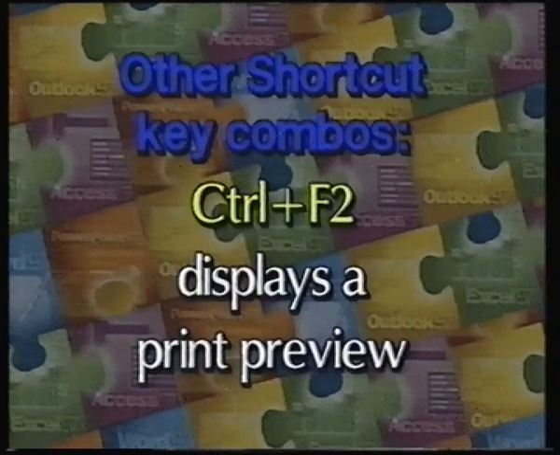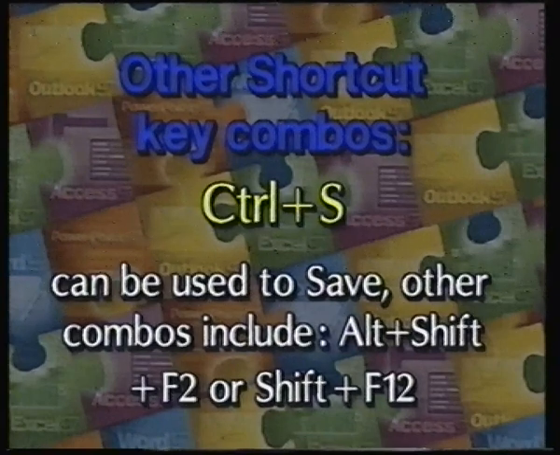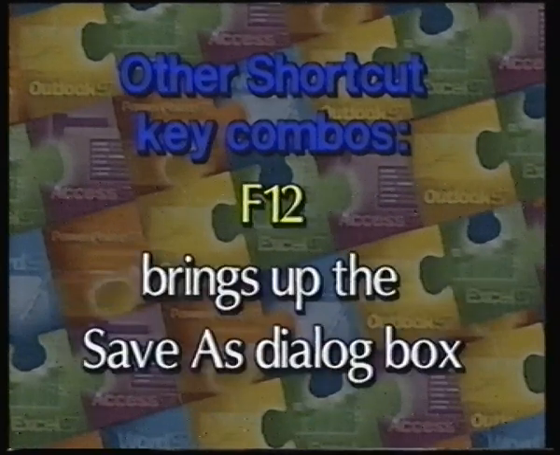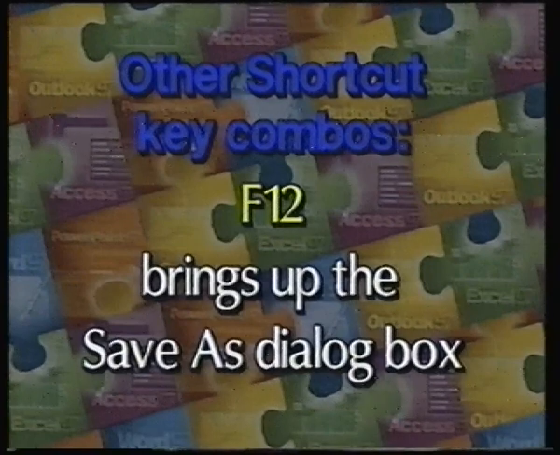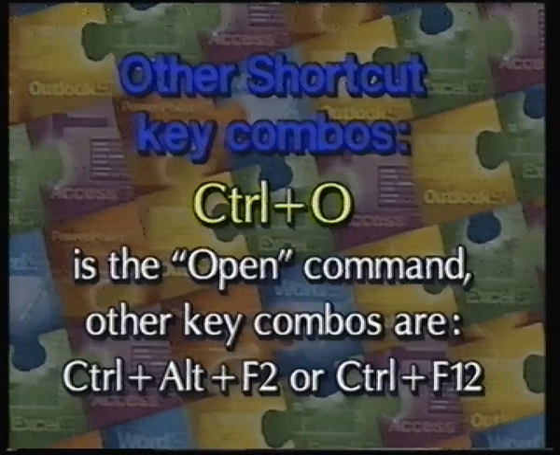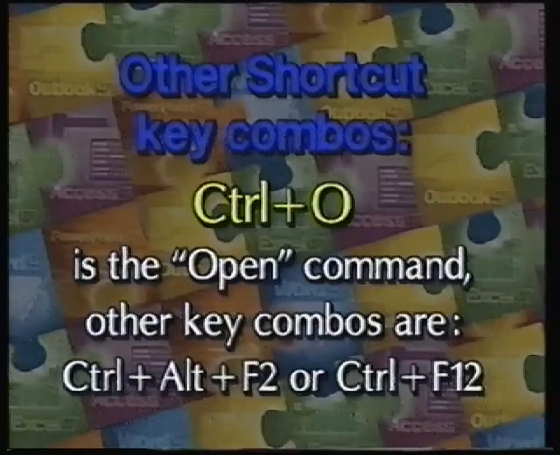Use Ctrl plus F2 to see a print preview. Alt plus Shift plus F2 or the combination Shift plus F12 can be used to save, although we like Ctrl plus S because it's a faster and easier combination to remember. The F12 key will bring up the Save As dialog box. Ctrl plus Alt plus F2 or Ctrl plus F12 can be used as the Open command, although we recommend using Ctrl plus O because it's easier to remember and faster.